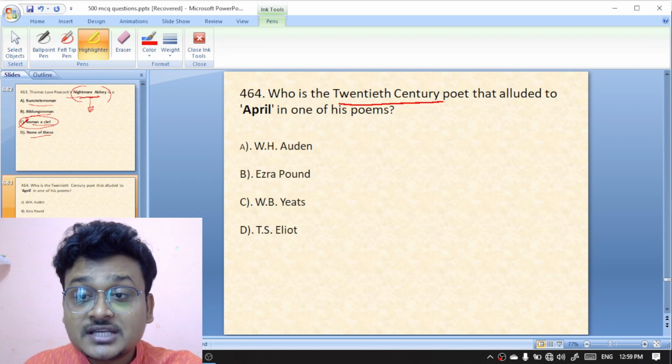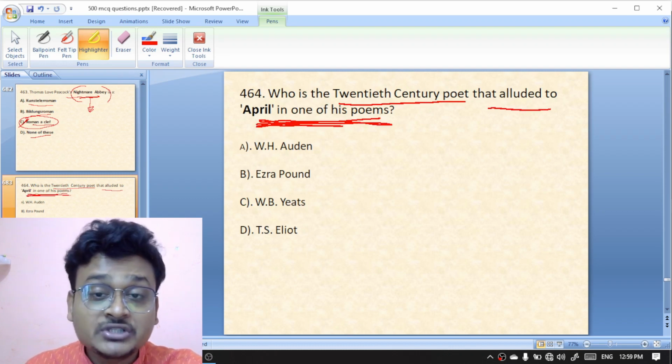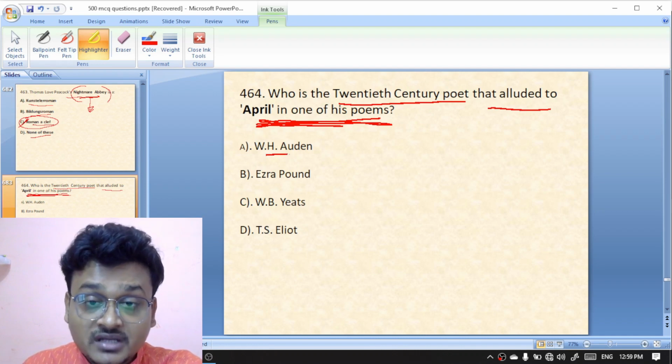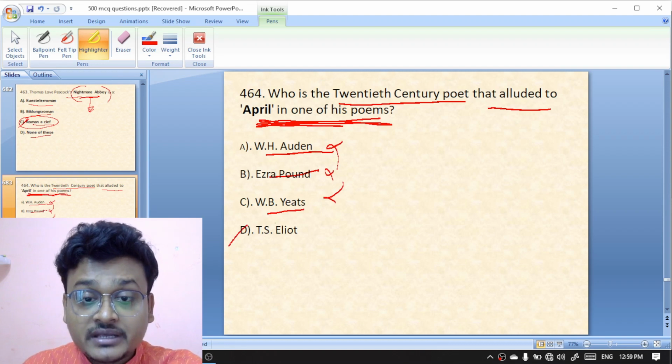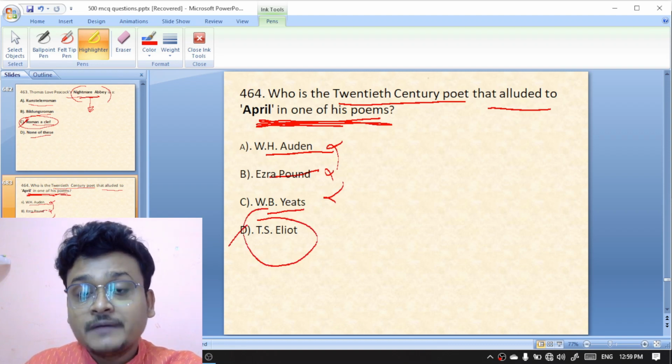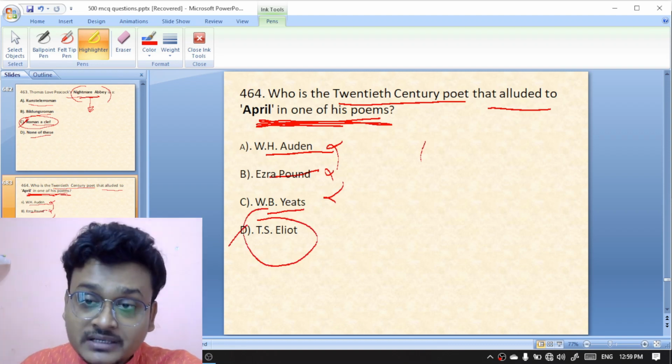Who is the twentieth century poet that alluded to April in one of his poems? There is an allusion to the month of April in one of his poems. W. H. Auden, Ezra Pound, W. B. Yeats. So here the right option is T. S. Eliot. T. S. Eliot has alluded to the month of April in his work, that is The Waste Land.